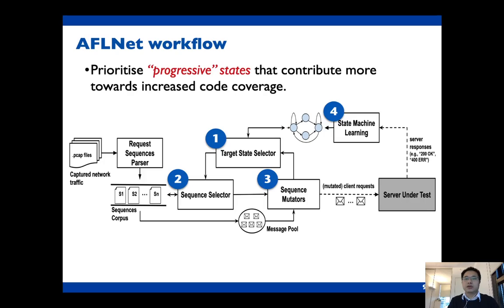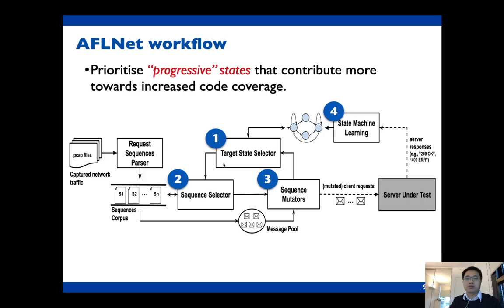AFLNet leverages the dynamically constructed state machine to drive its exploration. Specifically, it prioritizes the progressive states that contribute more toward increased code coverage, and it basically works in four steps. First, it selects a target state that is more progressive. Second, it selects a sequence of messages that can reach the target state.